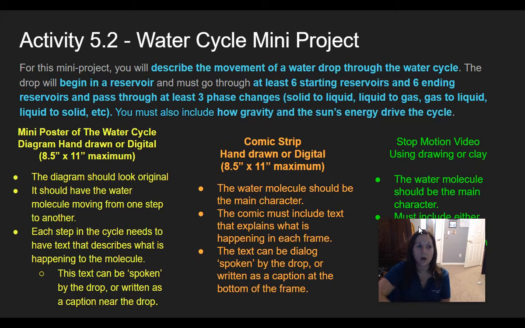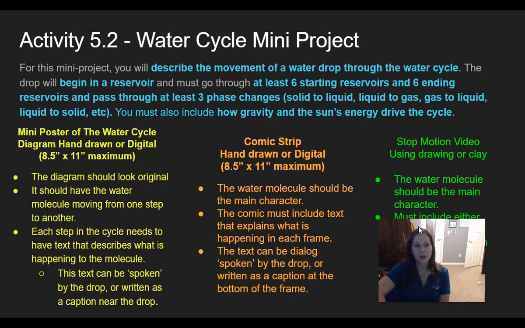You can make a mini poster of the water cycle. You can make a diagram that's hand-drawn, or you can do it digitally on your computer. The diagram should look original. It should have the water molecule moving from one step to another. So you're not just drawing a typical water cycle diagram. You're really focusing in on one drop of water. You're kind of personifying that drop of water, giving them a life or personality, and they're going to go through the water cycle and things are going to happen to them. So you're kind of writing a story with this, okay?